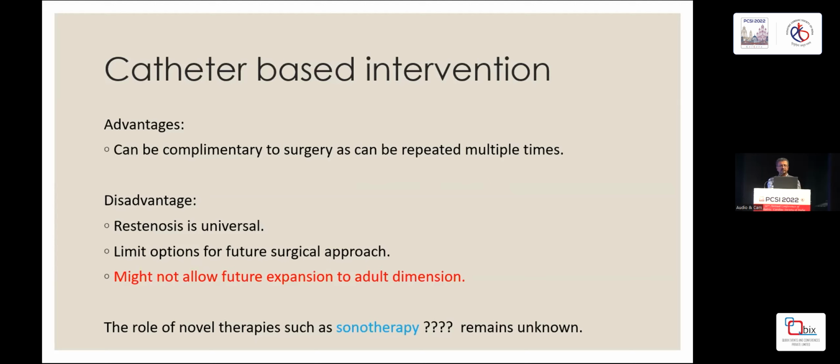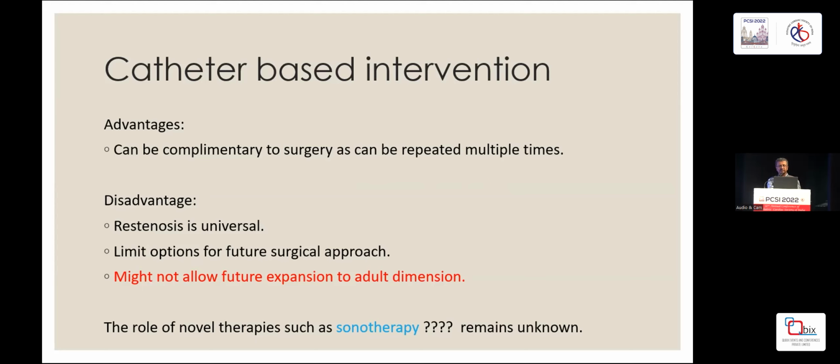The advantage of catheter-based intervention is that it is complementary to surgery and can be repeated multiple times. When you do the procedure for pulmonary venous stenosis, keep a large IAS, balloon dilate, use a bigger balloon, and keep the interatrial communication patent. That's a fundamental rule in pulmonary venous stenting. Restenosis is universal. It limits options for further surgical approach and might not allow future expansion to adult dimension. You can do it, I can track the things, but that risk is there.